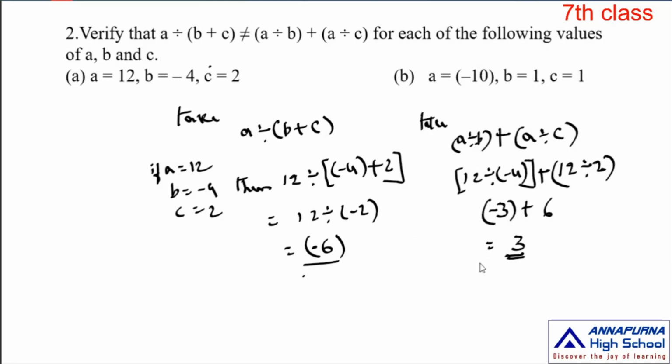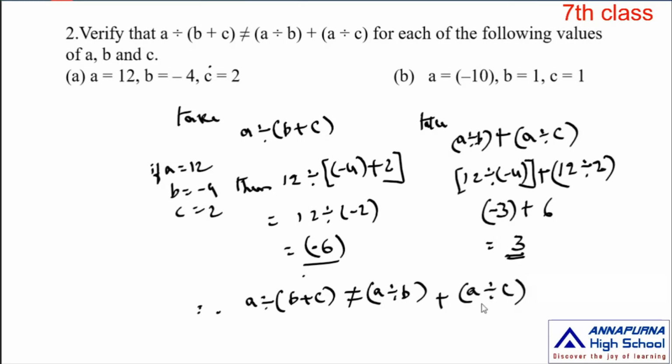These two are not same. Here minus 6 and plus 3. These two are not same. Therefore, A divided by (B plus C) is not equal to A divided by B plus A divided by C. So this is the second one.